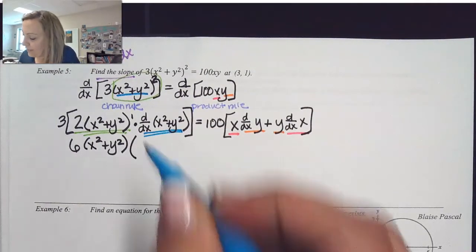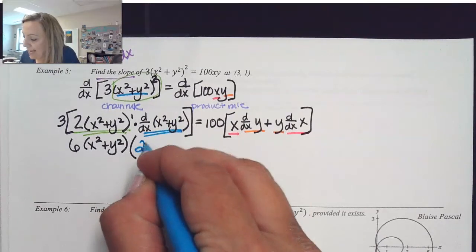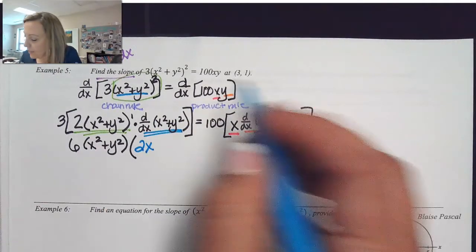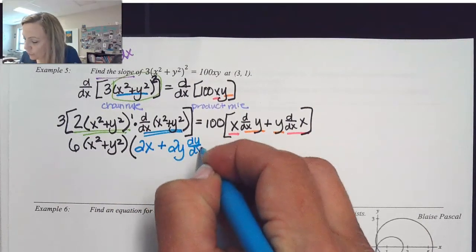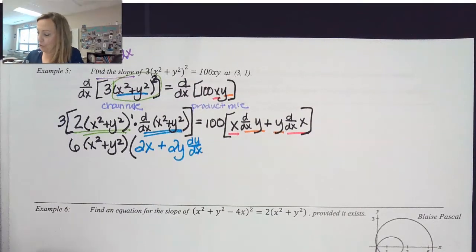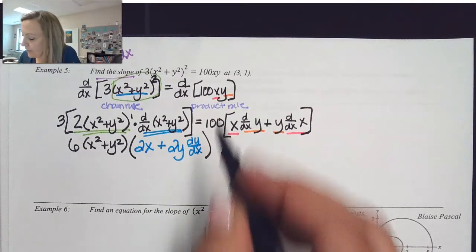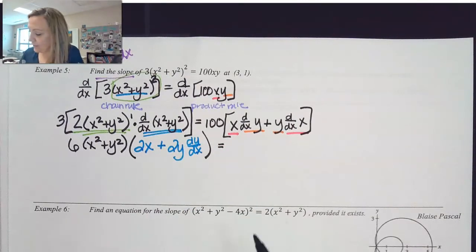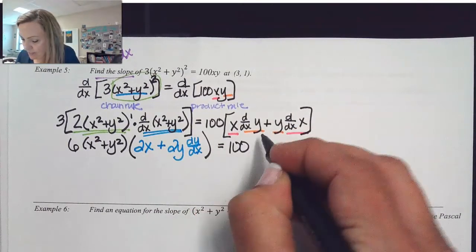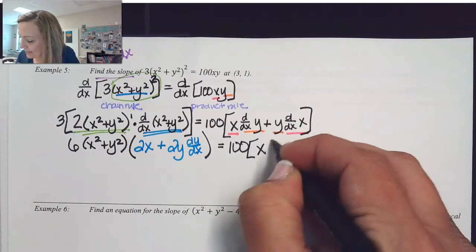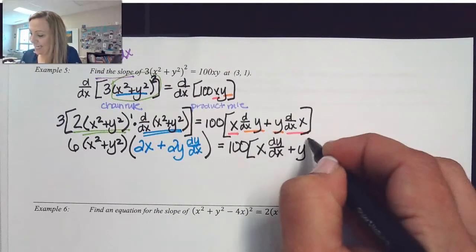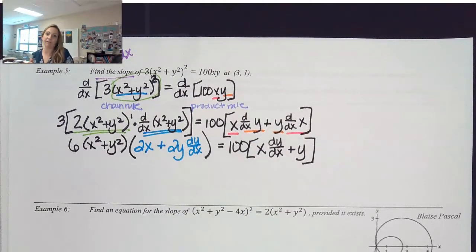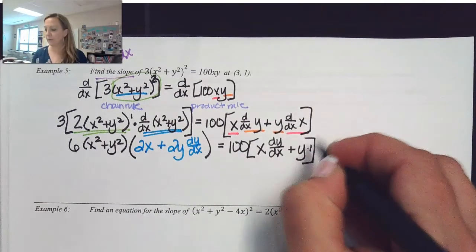So this would become 2x dx/dx, which we don't write, plus 2y dy/dx, which we do have to write since those don't match. Okay. Next over here, this ends up being 100, and then this is x times dy/dx plus y essentially times 1, right? Because the derivative of x with respect to x is just 1.